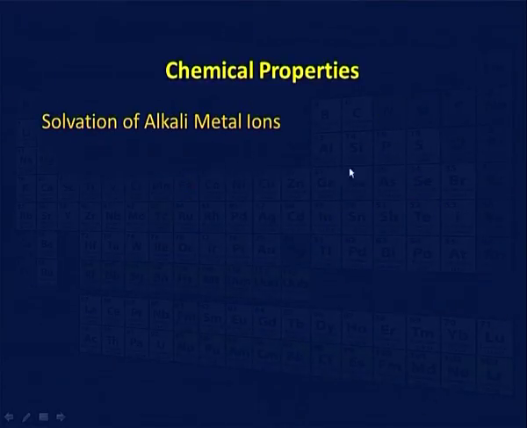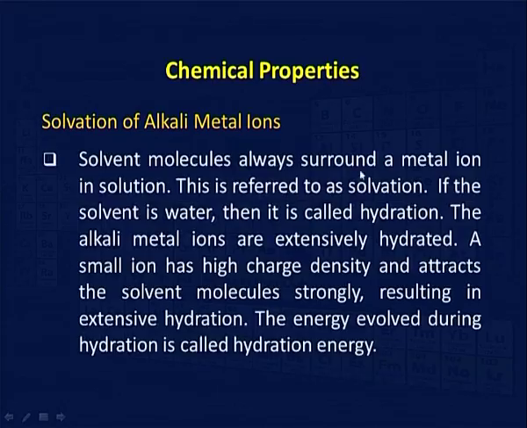Then solvation of alkali metals. Now, what is solvation basically? These solvent molecules always surround the metal ion. Solvents which are polar have a negative pole and a positive pole. The negative pole points towards the positive ion. Therefore, this is called solvation. And if water is the solvent, then it is called hydration.